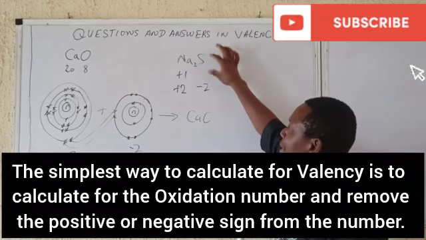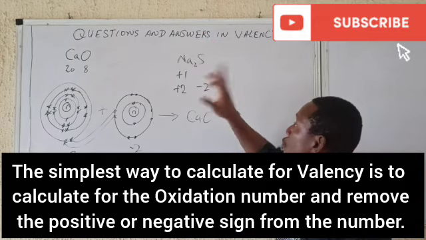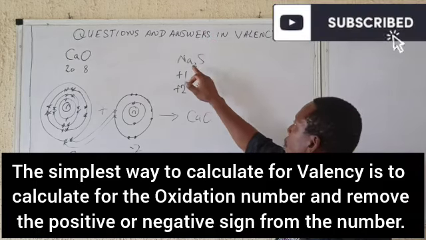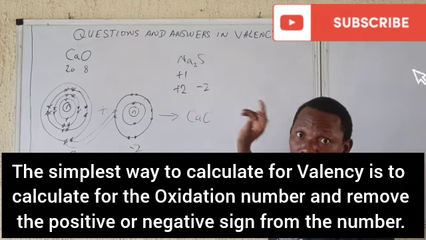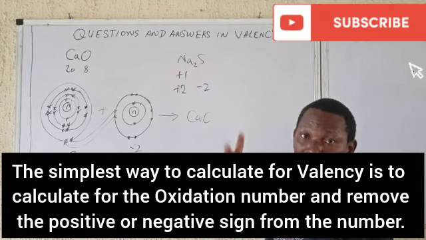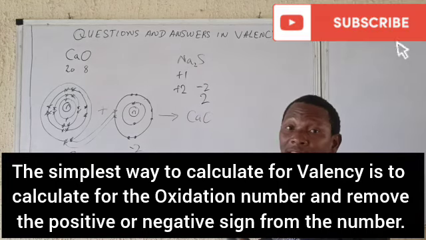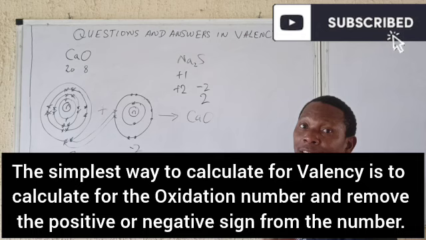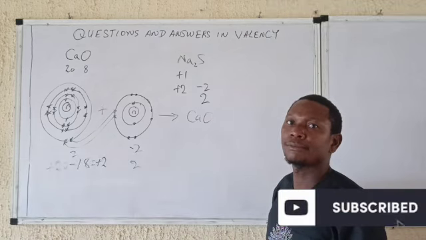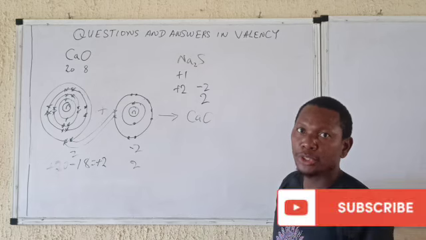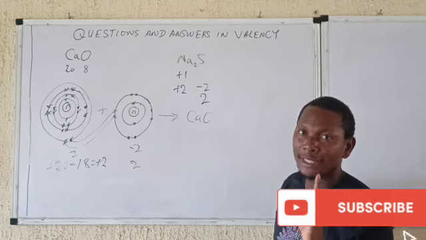Now note this: the valency of sulfur here, which is the number of chemical bonds that are formed, is 2. One bond combines with one sodium, the other bond combines with the other sodium, so 2 bonds are formed. So the valency of sulfur here is 2. The easiest way to get valency, the shortcut, is to calculate the oxidation number and remove the sign.